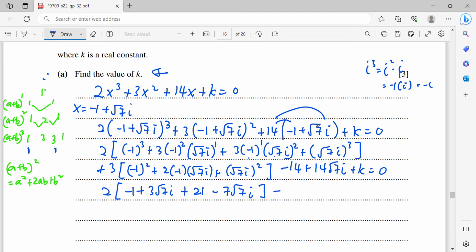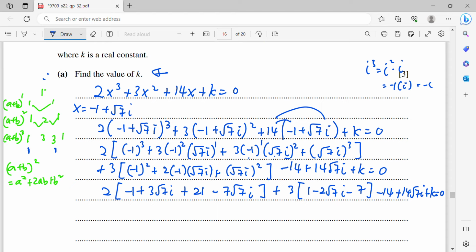So for the second expansion, I will get 3 bracket 1 minus 2 root 7i plus 7i squared. So i squared is minus 1. Therefore, you will get minus 7. And then lastly, minus 14 plus 14 root 7i plus k equals to 0.